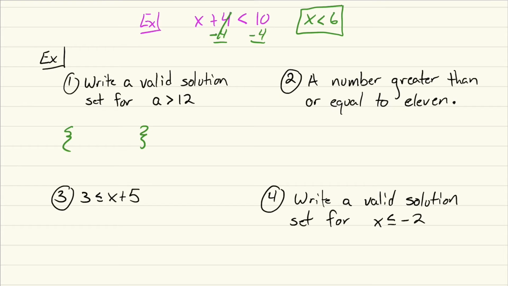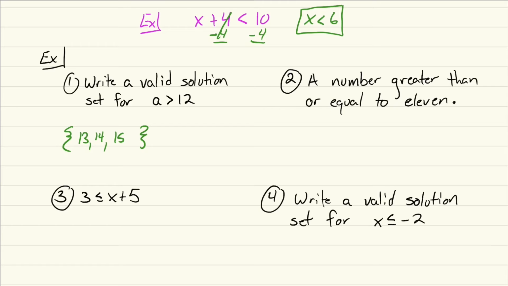If you get to create a solution set on your own, you just have to choose any three numbers that you want that are greater than 12. The easiest three are the next three in line. So 13 is bigger than 12, 14 is bigger than 12, and 15 is bigger than 12. So if I needed to write a valid solution set for A is greater than 12, I just picked any three numbers that were bigger than 12, put those in braces, and now I'm done.